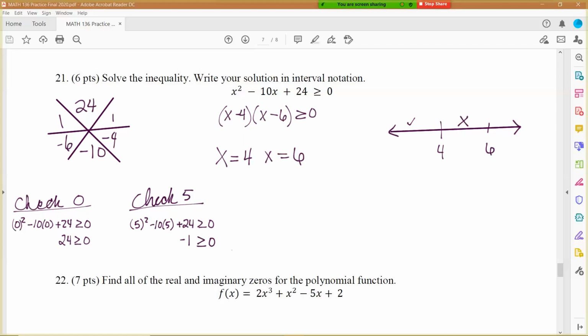Give me a number that's greater than 6. Any number doesn't really matter in this case. What did you say, 8? Did you say 8? Sure. So we were told to check 8. Again, it doesn't matter. Any number that's greater than 6, make sure you can't plug in 6. You can plug in 7, 8, 9, 10, 12, 200, however big you want. So then we're going to take 8 squared minus 10 times 8 plus 24 and see if we get a number that's greater than or equal to 0.